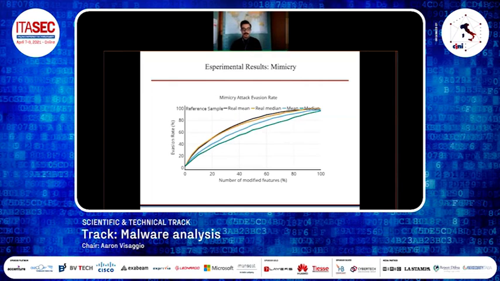So the image shows the evasion rate with respect to the increasing percentage of modified features. And we can see that no matter what trusted sample as a reference we use, increasing the number of alterations means better evasion rates. For example, modifying 40% of the features using the real mean trusted feature vector, there is an evasion rate that can be about 75%, which is a good result.